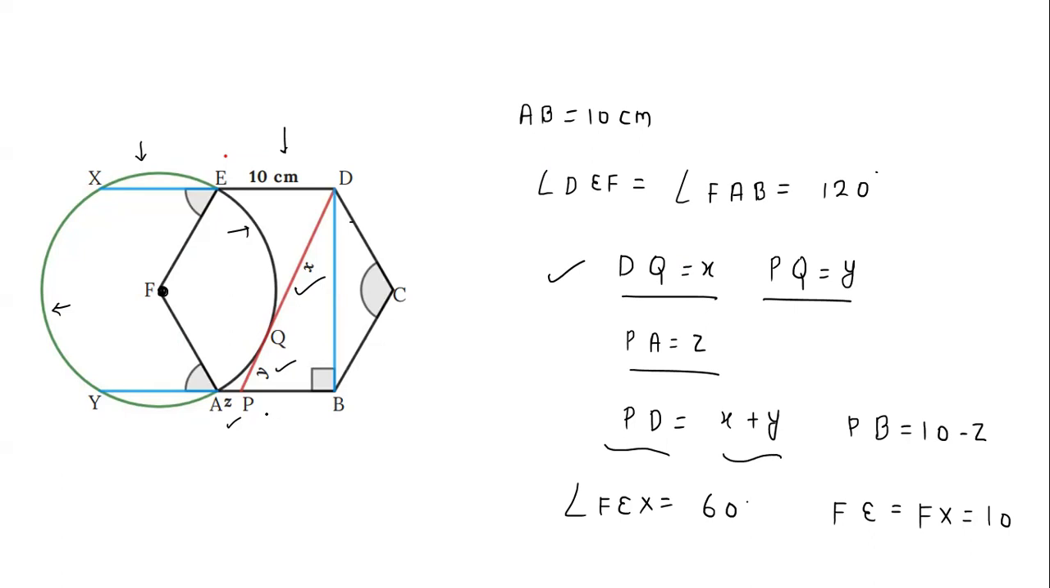And this PB length we can easily find out as 10 minus z, because we know this AB as 10 centimeter. And if this PA is z, then this remaining PB length is simply 10 minus z. So this is the length of PB. So now we know all this length.